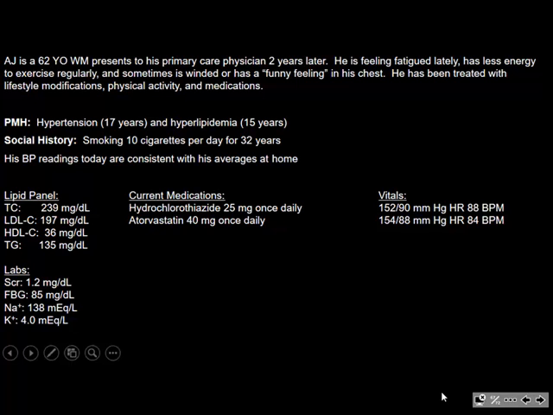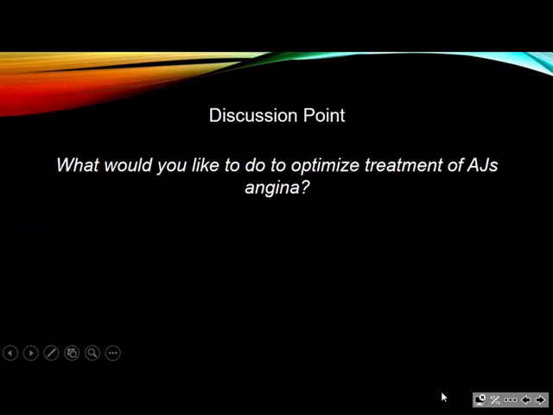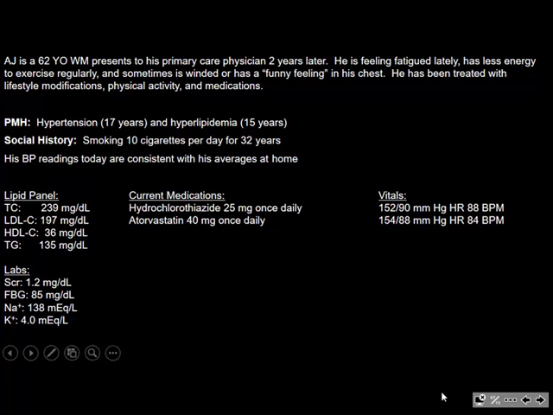So if we go back to AJ, who presents to his primary care physician, what would you like to do to optimize the treatment of AJ's angina? We go back to what he was on before. What's missing from his medical regimen? Short-acting nitrate like sublingual nitroglycerin. What else? Aspirin 81 milligrams a day, correct? What else? Is the hydrochlorothiazide the best option for him now, assuming that we are saying this is stable angina?